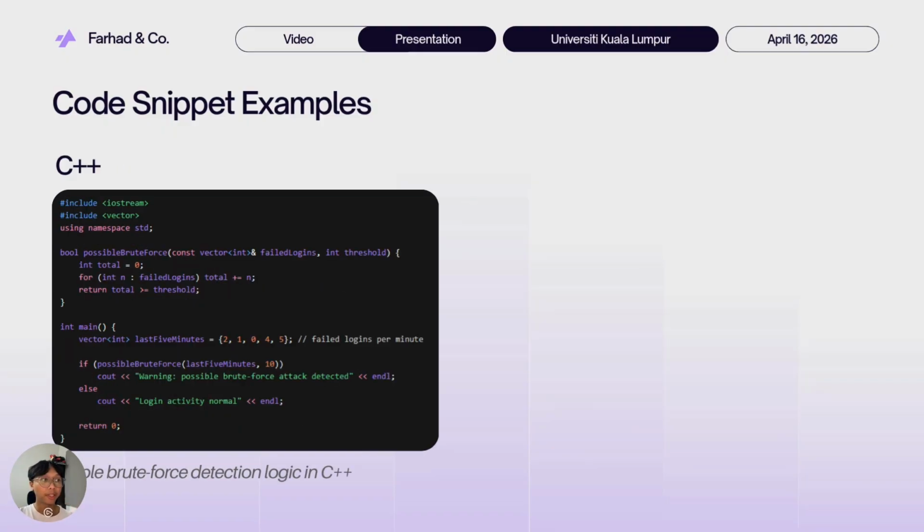For our C++ example, we've used a simple brute force detection logic. So it detects possible brute force attacks by counting how many failed login attempts occur over time. So if the number becomes too high, it will give a warning.